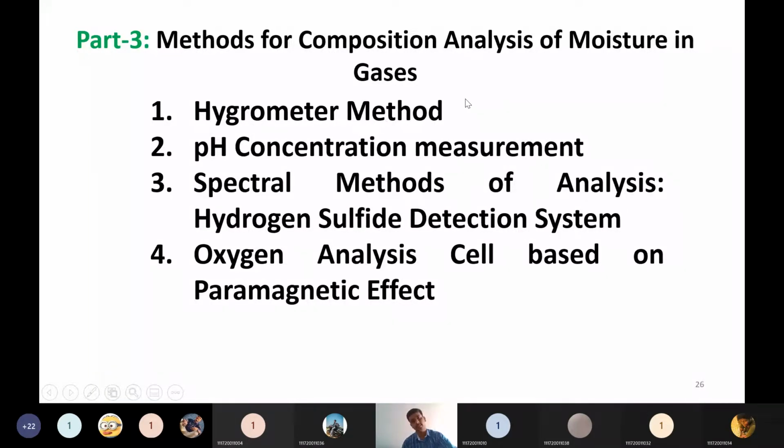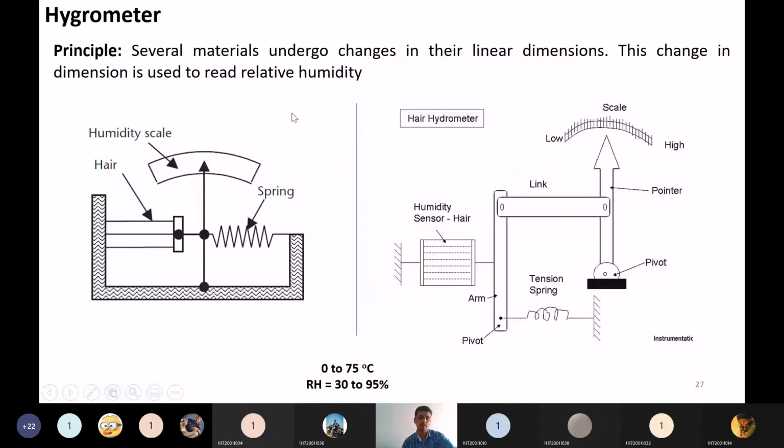of moisture in gases. The first method we are going to see is the hygrometer method. To measure the moisture in gases, we need a hydrometer or hygrometer, we can call it that. So what is this hygrometer? It is a type of instrument to measure the moisture present in the surrounding gas or air. Humidity is the amount of water vapor present in a gas or in air. That is our humidity.